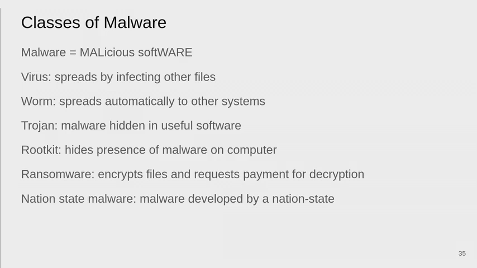Rootkit, hiding the presence of malware on a computer. Ransomware is then malware that encrypts your files and tries to get money for decryption. Nation-state malware, finally, is malware developed by a nation-state, only used in very targeted environments.